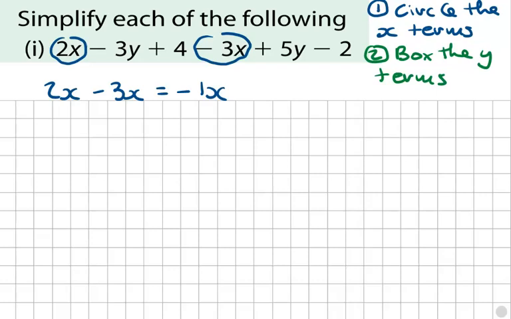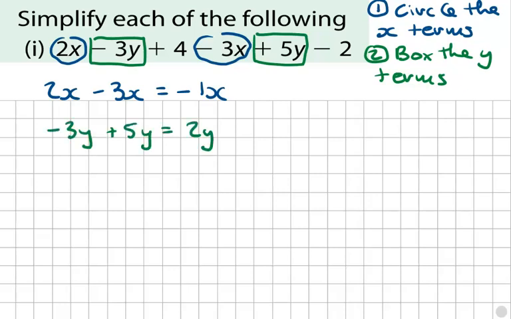Step 2, box the y terms. So minus 3y, we put a box around it, and plus 5y. Again, make sure you put a box around the minus. And then in our rough work, minus 3y plus 5y gives us 2y, because minus 3 plus 5 is 2.